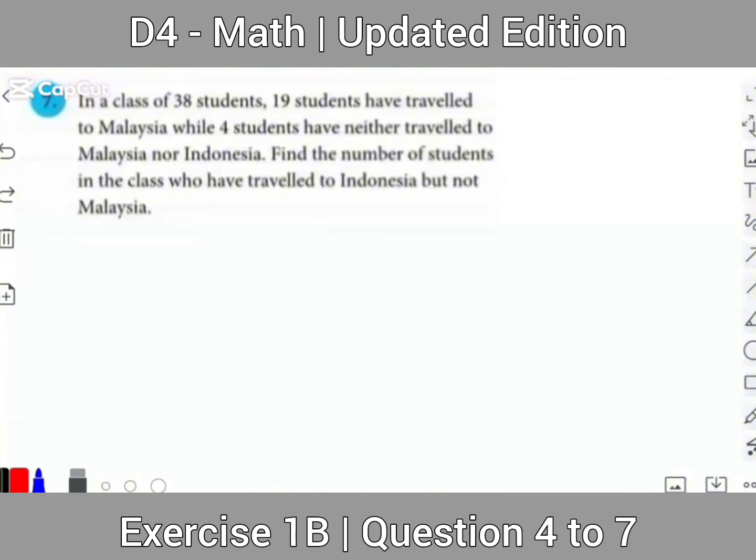Now first we will see the statement of question 7. In a class of 38 students, 19 students have traveled to Malaysia while 4 students have neither traveled to Malaysia nor Indonesia. Find the number of students in the class who have traveled to Indonesia but not Malaysia. To solve the problem, we will divide the solution into different stages. So in stage 1, we will understand the problem.